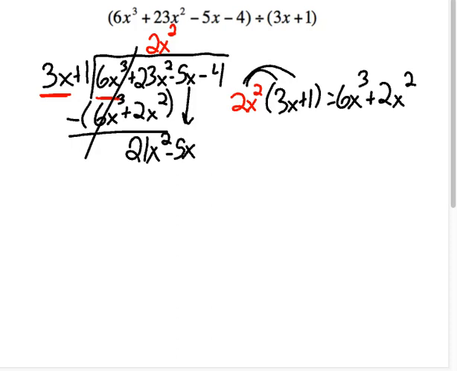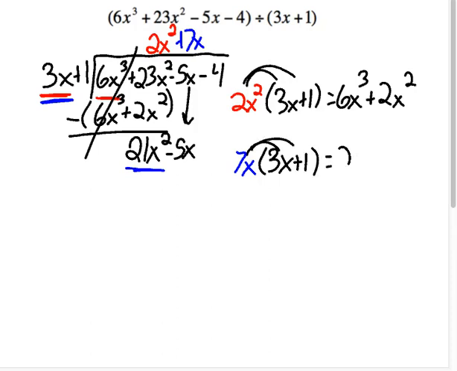And I continue my process. What can I multiply 3x by to cancel a 21x squared? Well, 3 times 7 gives me 21. X times x will give me x squared. So this time, I'm going to need a 7x. Multiply that to the 3x plus 1, and that gives me 21x squared plus 7x.